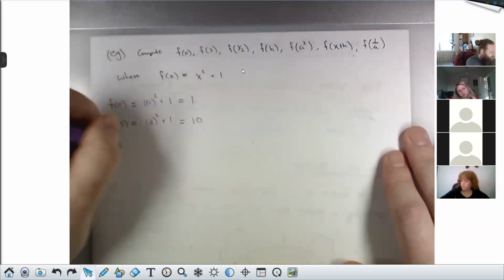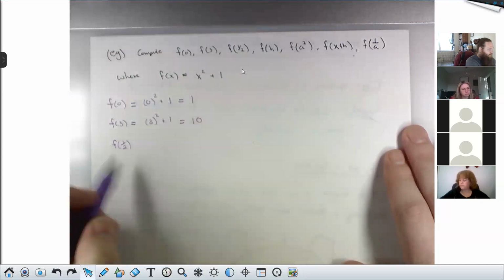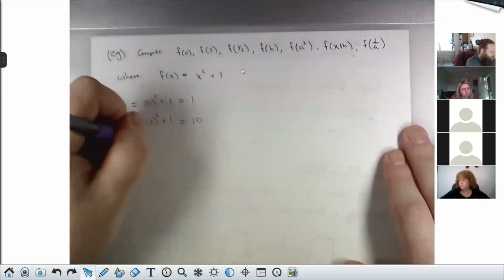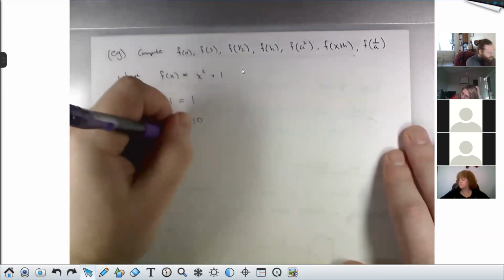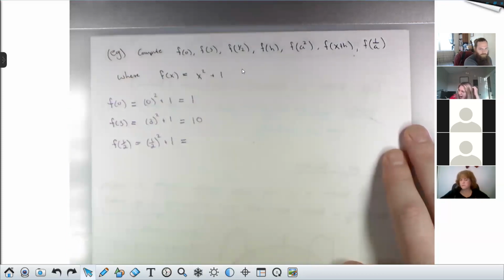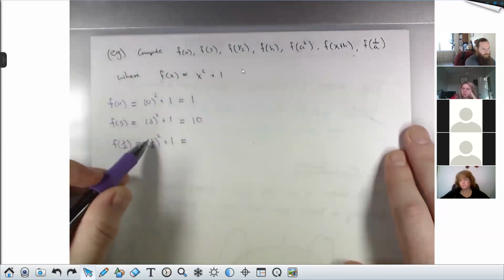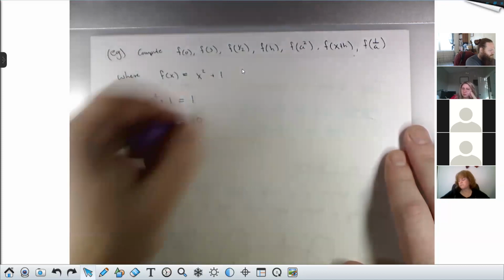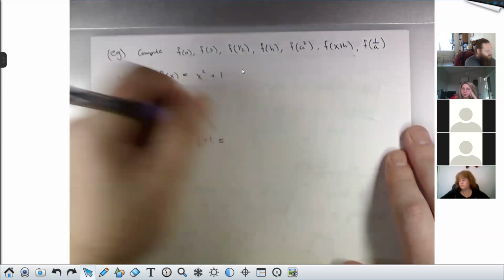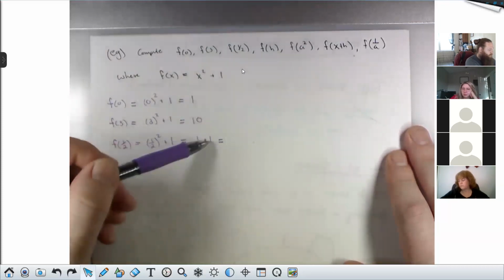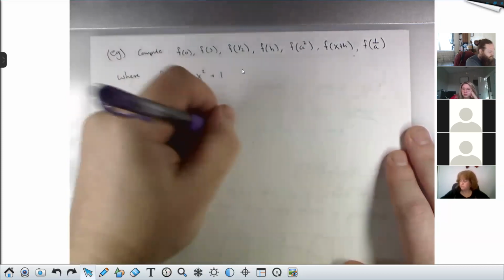F of 1/2, this is going to require that I do a little bit of fraction arithmetic. F of anything is that thing squared plus 1, so this is going to be 1/2 squared plus 1. I may need an extra step or two to simplify this. 1/2 squared is 1/2 times 1/2, which is 1 times 1 over 2 times 2, that's 1 over 4. So this is 1/4 plus 1, and I'm not really happy until I have that as a single fraction. So I can think of 1 as 4 over 4, and then this is 1 over 4 plus 4 over 4, which is 5 over 4.